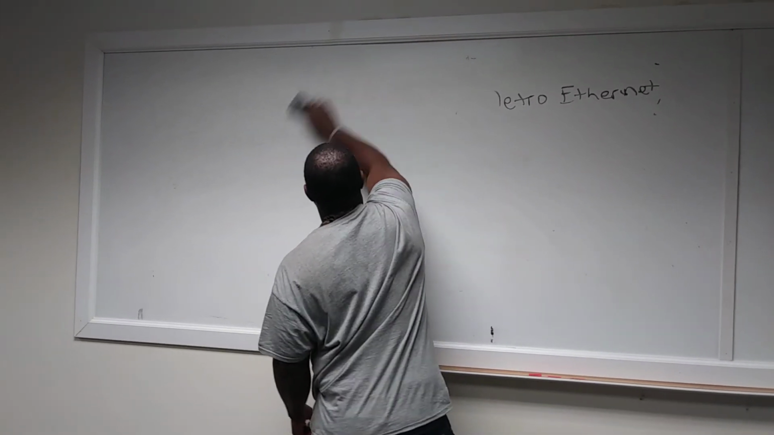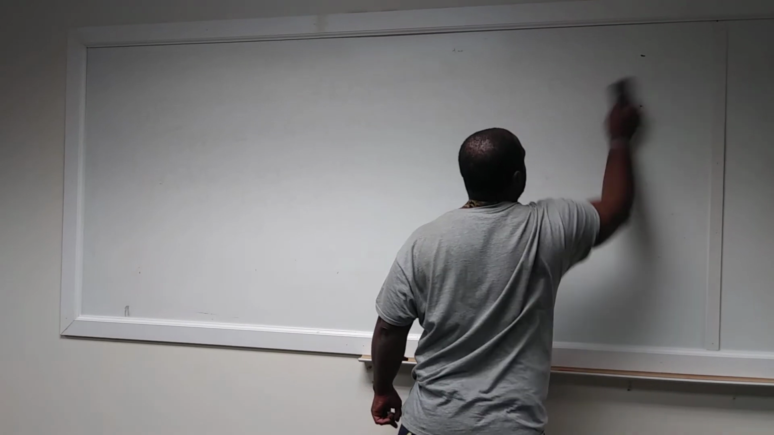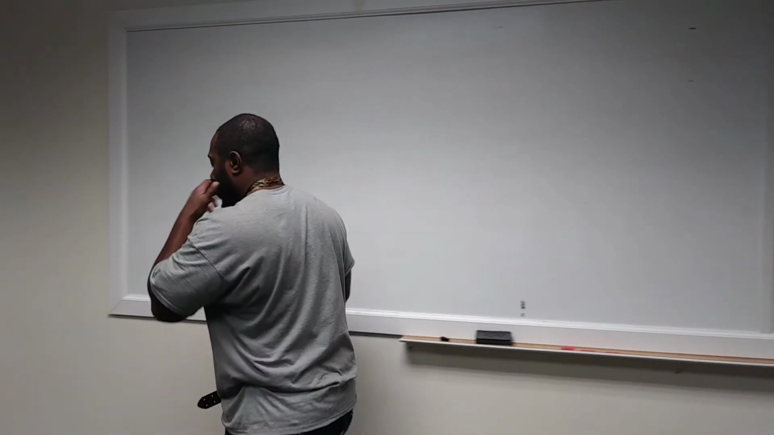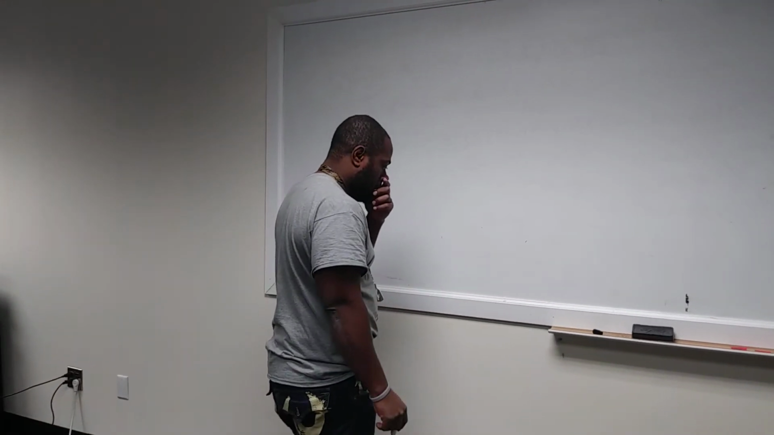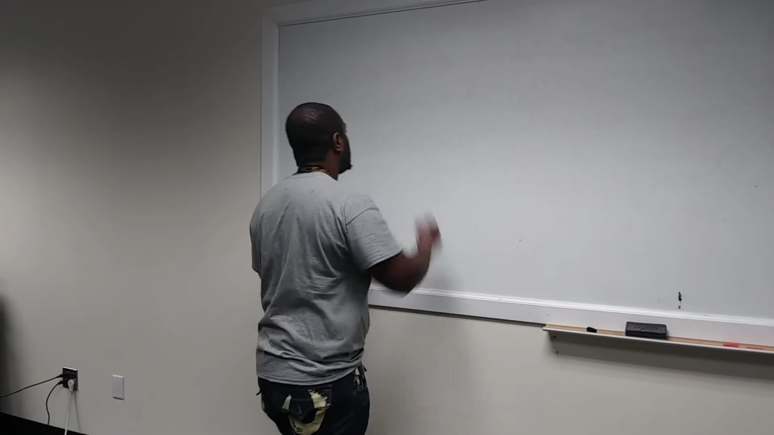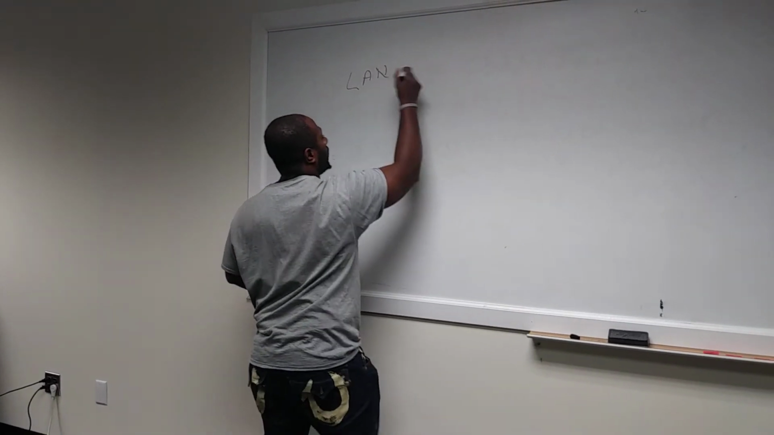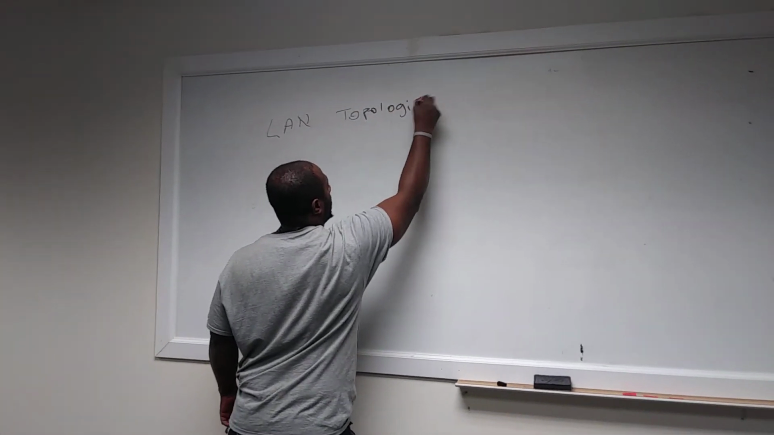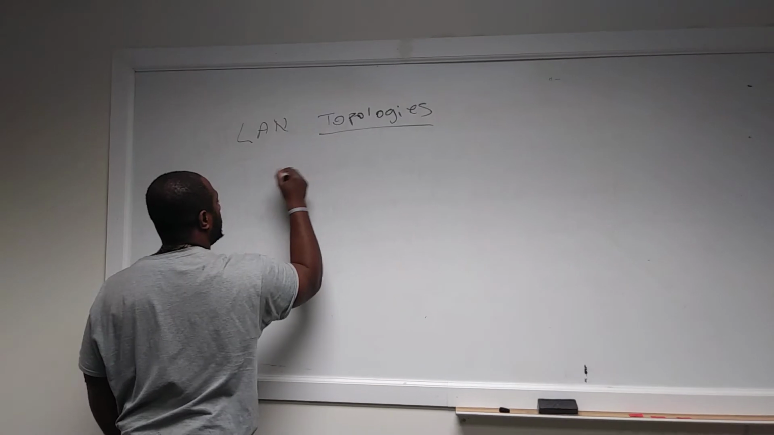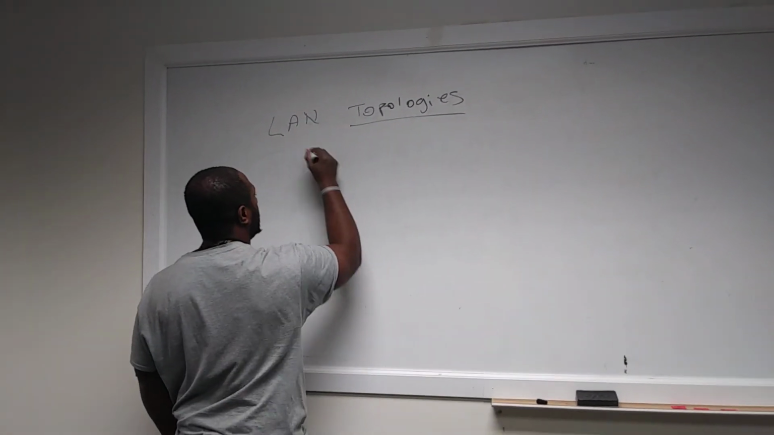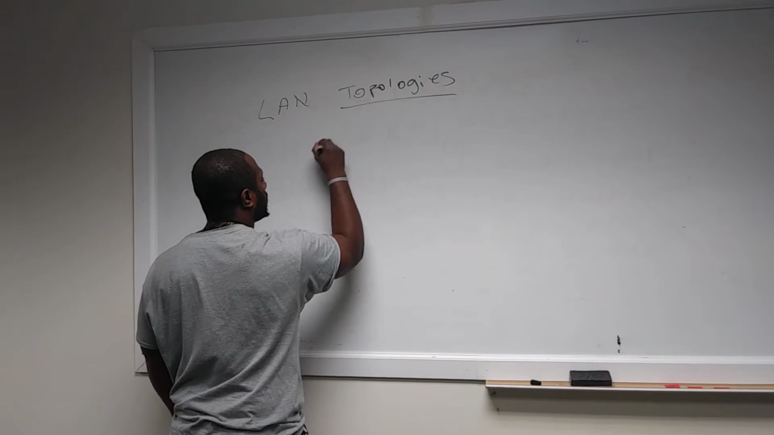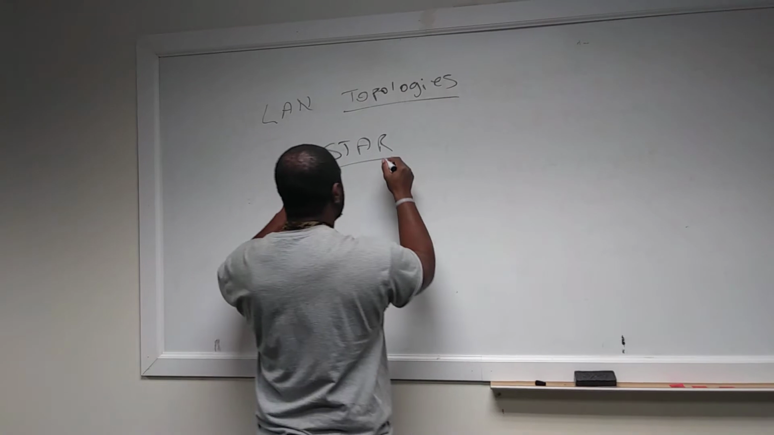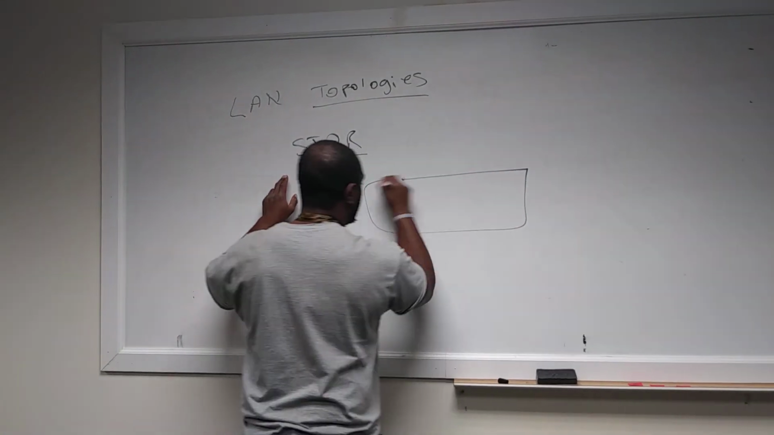Okay, let me talk about the LAN, the local area network. In the local area network, you had topologies, correct? This is just the basics, but the most basic type of topology that you're going to see in a local area network is a star topology. This is the most basic type of topology, and that is when you have a switch.